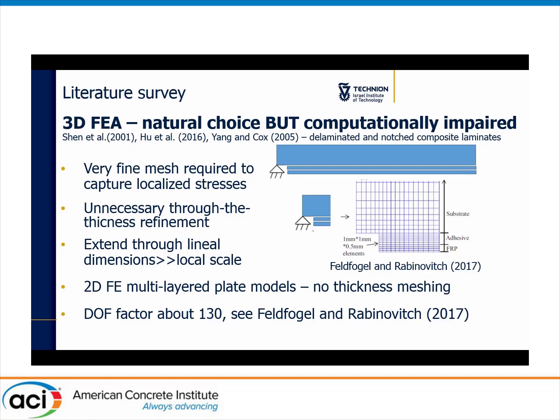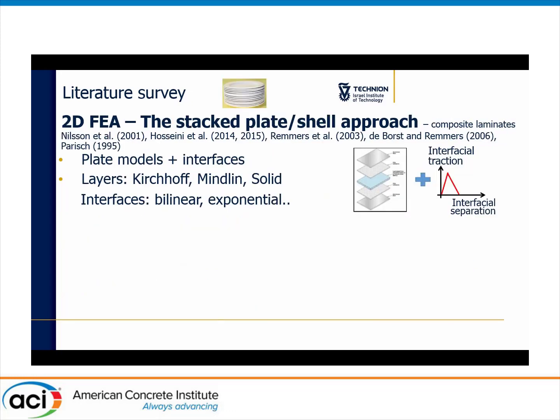In the paper by us, Feldfogel and Rabinovitch from this year, we modeled a strengthened plate or narrow plate or beam using the 3D approach and the two-dimensional approach, and there is a factor of about 130 degrees of freedom less in the two-dimensional approach, which speaks for itself.